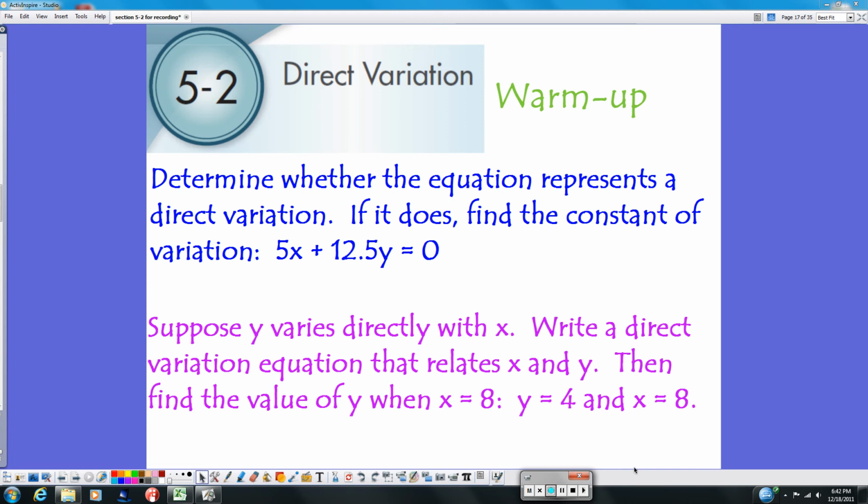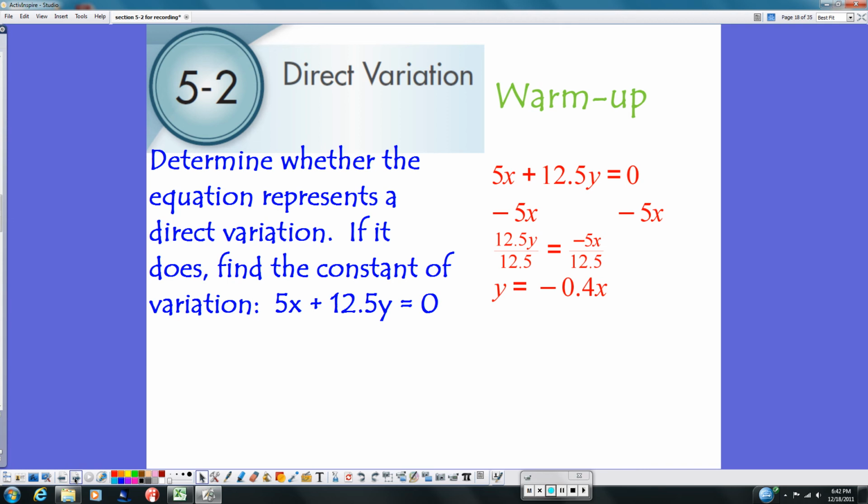Then I want you to suppose y varies directly with x and write a direct variation equation that relates x and y. Then figure out the value of y when x equals 8. So let's take a look here.